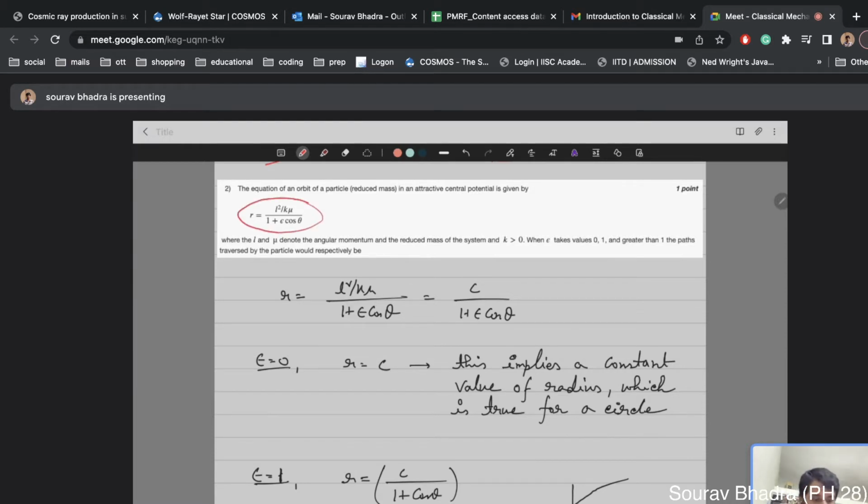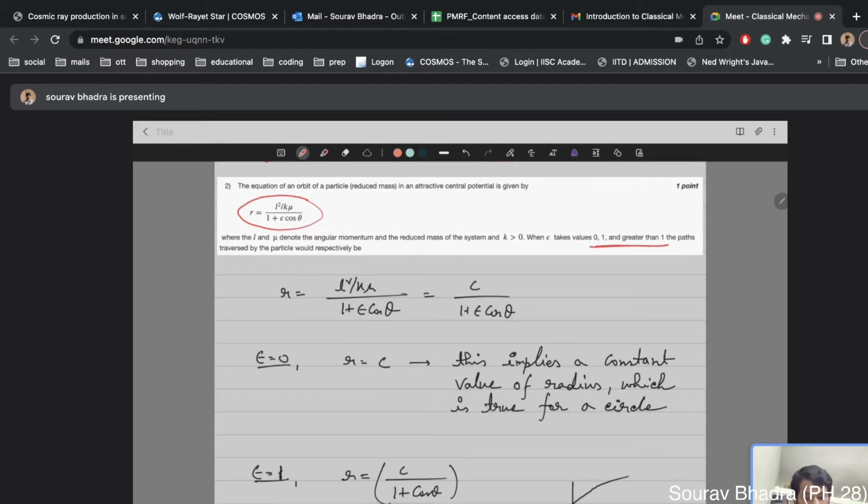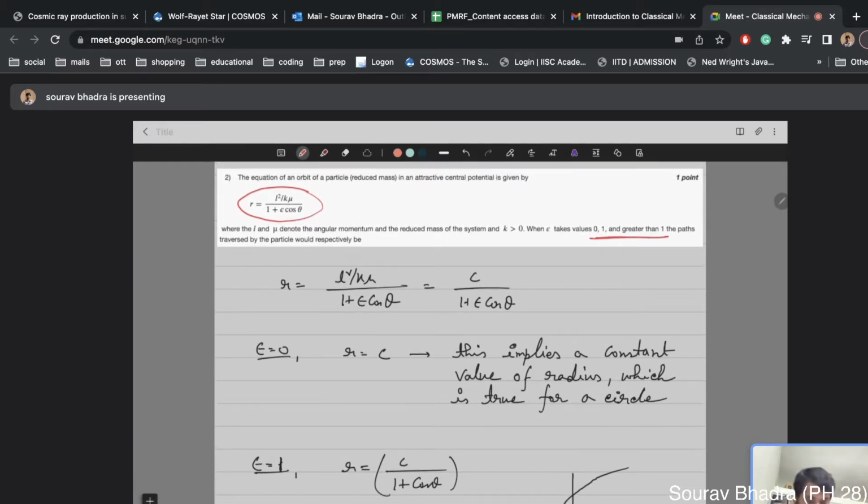So we have been asked that if epsilon takes different values, how the path, how the trajectory will look like. Okay, now this is your given equation. So I have written L square by K mu as C.